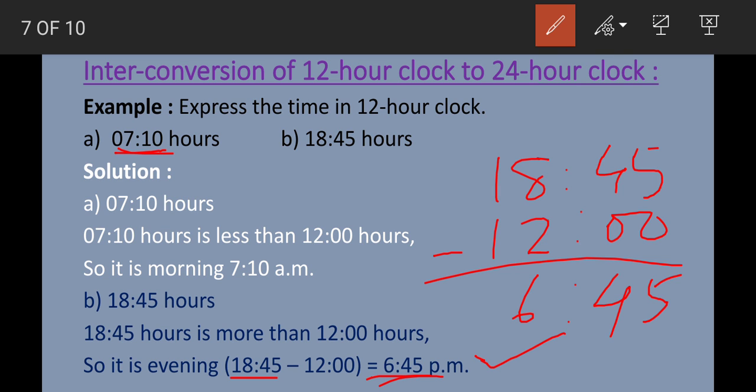So you have to remember this one. From 0 to 12, no need to change, just write AM as it is morning time. After that, we have to subtract 12 hours and put PM.